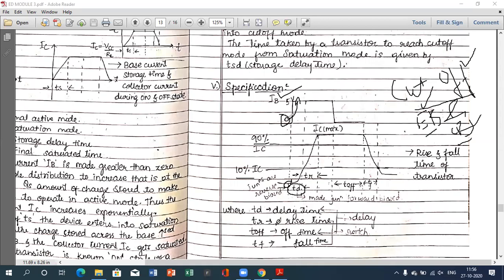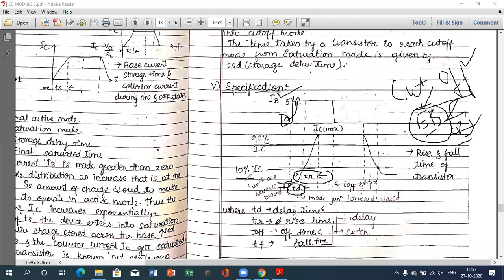So when it increases from 0 to 5 volts, this time we call the delay time, where the base current increases from 0 to 5 volts. At the same time, the emitter to base junction becomes forward biased and the collector current starts rising. This is the time where the collector current starts increasing from 10% to 90%.